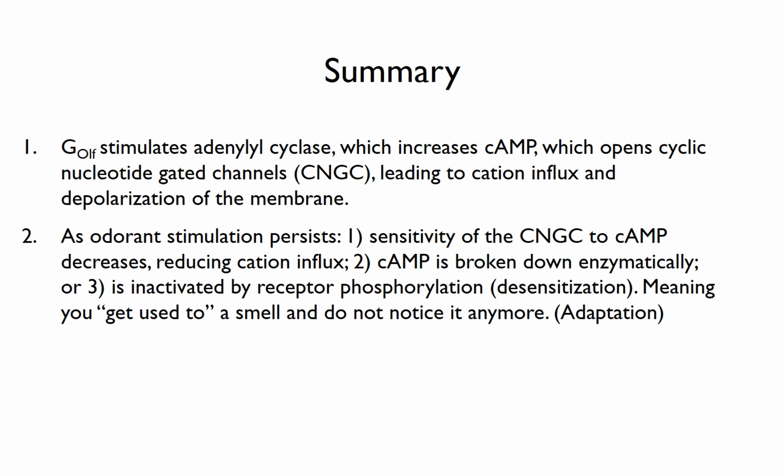So here is a big picture summary of the odorant signaling mechanisms. We have G olfactory receptors that stimulate cyclic AMP, which opens those cyclic nucleotide gated channels that leads to cation influx and eventually depolarization of the membrane. And then as you get used to a smell, there are 3 things that can happen. You have a decreased sensitivity of cyclic nucleotide gated channels to cyclic AMP, cyclic AMP can be broken down, or the receptor can be inactivated or desensitized by phosphorylation. So that concludes this first learning objective.